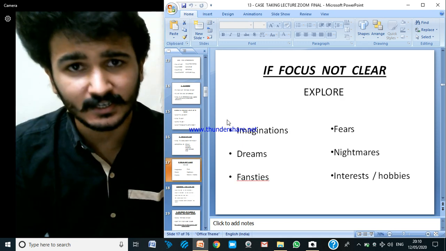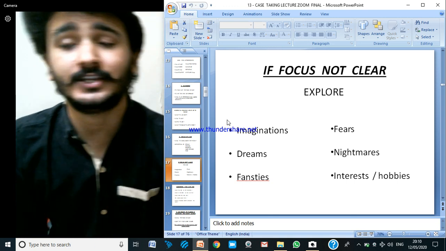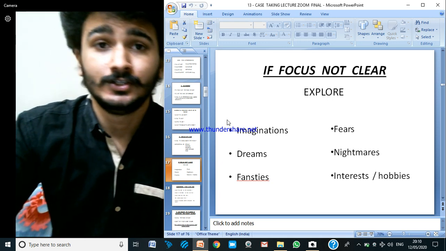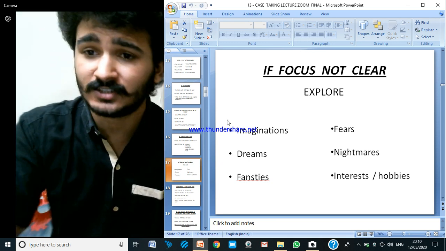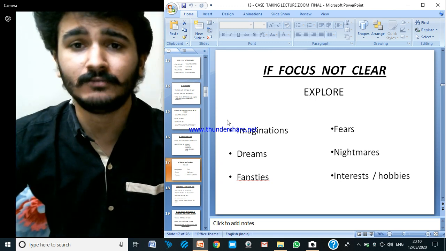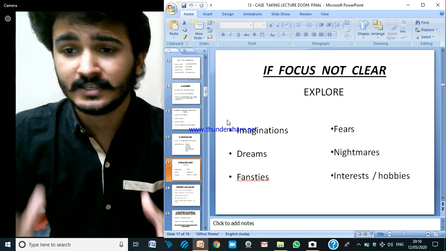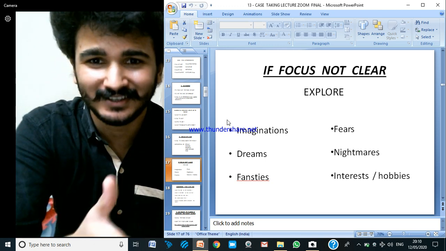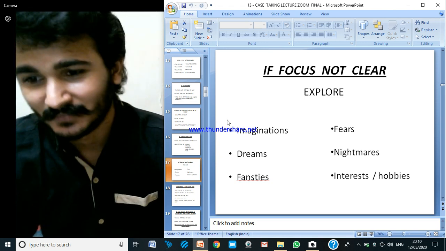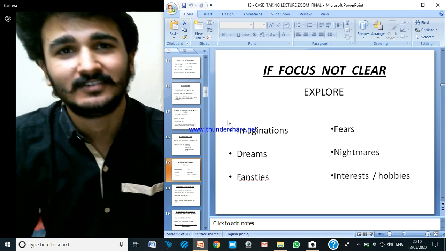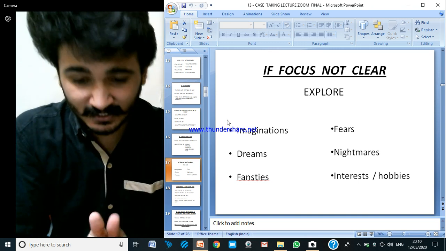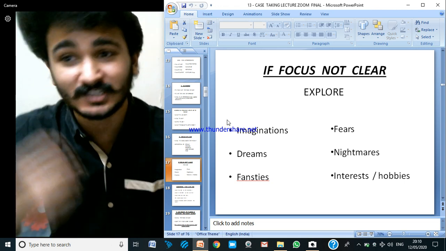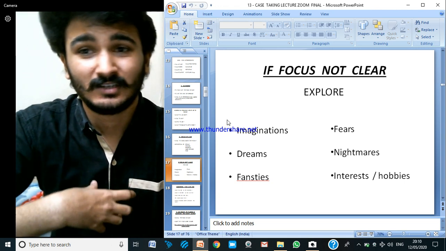So, if the focus is not clear, many times it happens, you can go to subconscious areas. What are the subconscious areas? Imagination, dreams, fears, fantasies, the nightmares, hobbies, interests. These are the things from where case can open up, from where he can feel comfortable. Because usually some patients, they are not comfortable speaking up initially. But when you ask them about their likes, interests, immediately they get comfortable and start speaking about it. I had many such patients from where the case has opened up, from fantasies, from fears, from hobbies, interests. Usually from interests and hobbies. This is the point where patients come out with maximum energy.